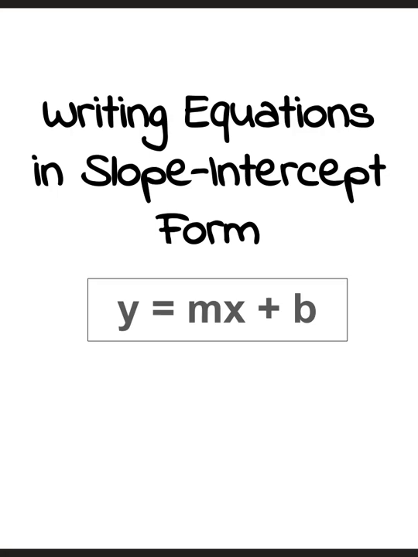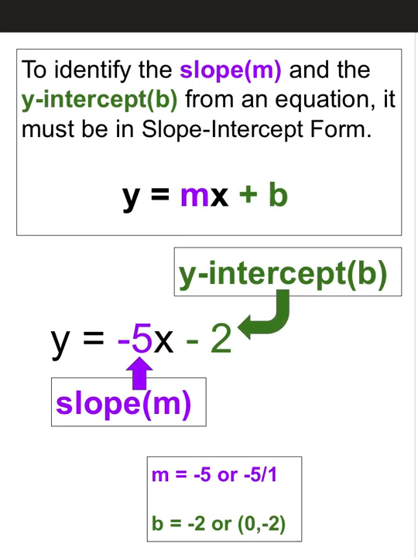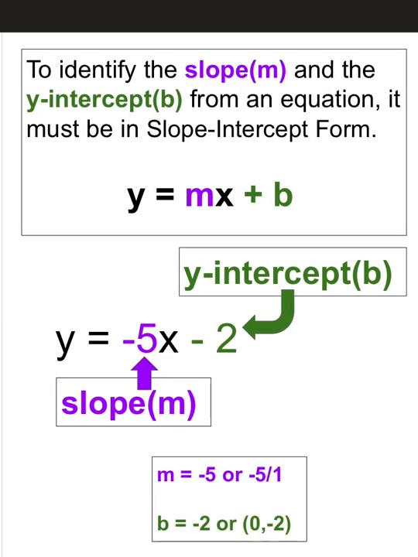Writing equations in slope-intercept form. Slope-intercept form is y equals mx plus b. So now remember, to identify the slope m and the y-intercept b from an equation, it must be in slope-intercept form, which is y equals mx plus b.